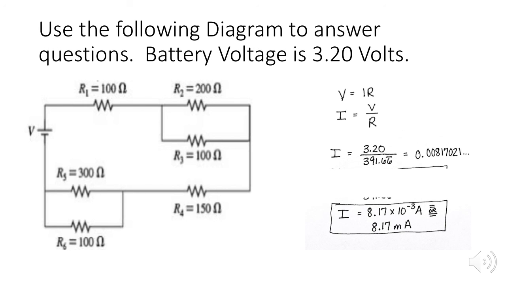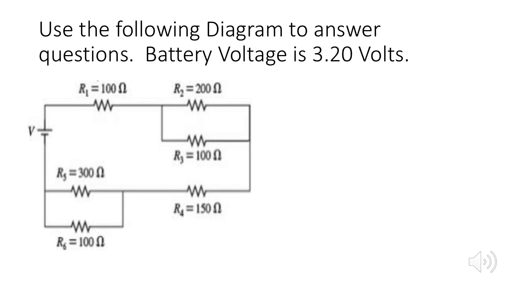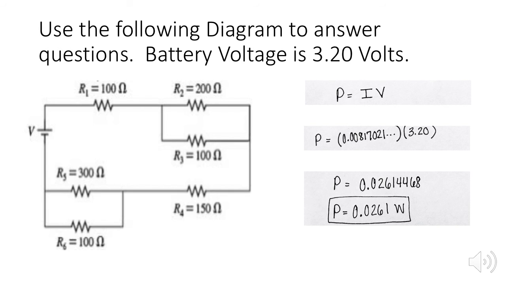Good to go. Now that we know the current, we can easily find how much power this circuit generates. And the power is a very straightforward calculation. Power is I times V. We know the current, and we know the voltage because we're looking for the total power, and plug that in our calculator, and we check out that the total power is 0.0261 watts.